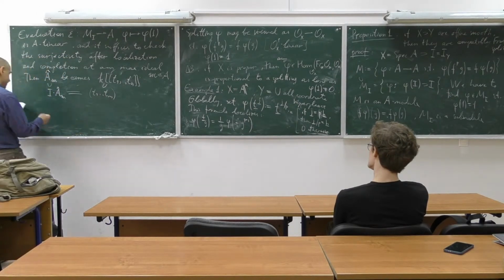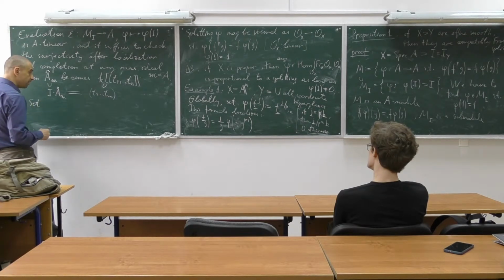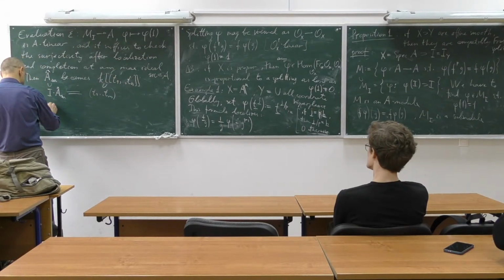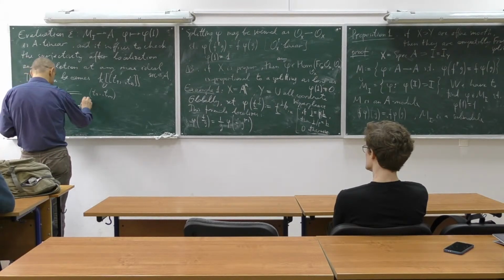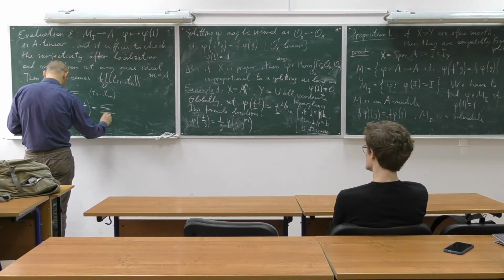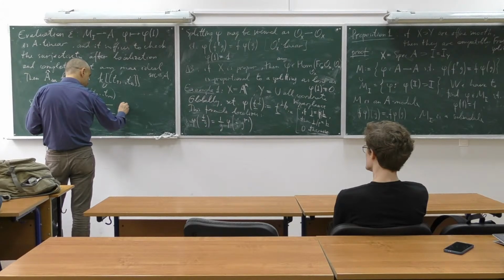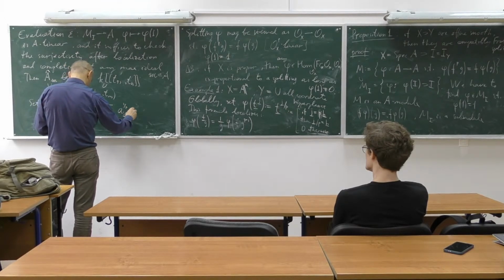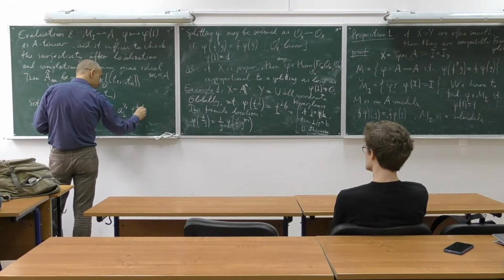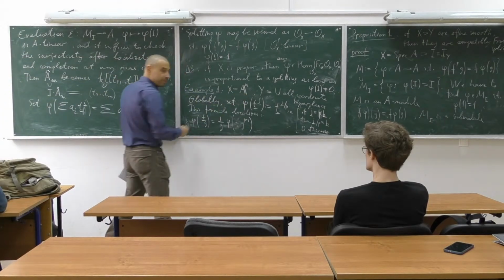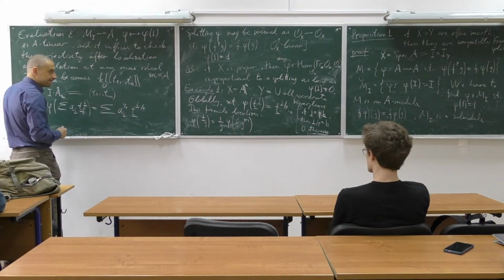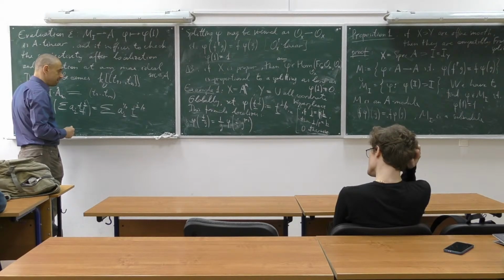Okay, and then we just set the codimension of Y in X. Phi of this is equal to the sum of a_i to the power 1 over p times t to the i over p, just as we did in the polynomial case. Okay, so this is proved.